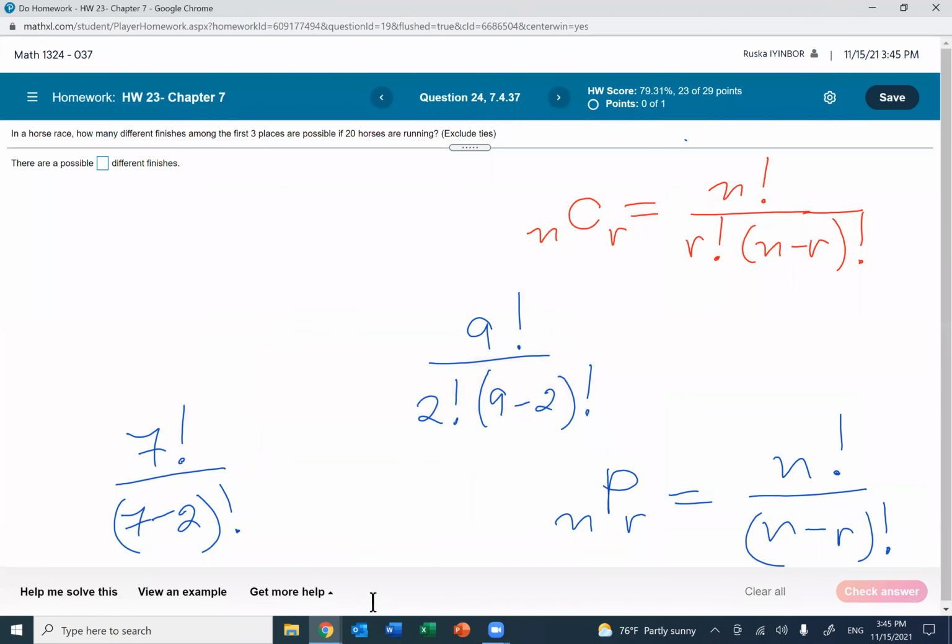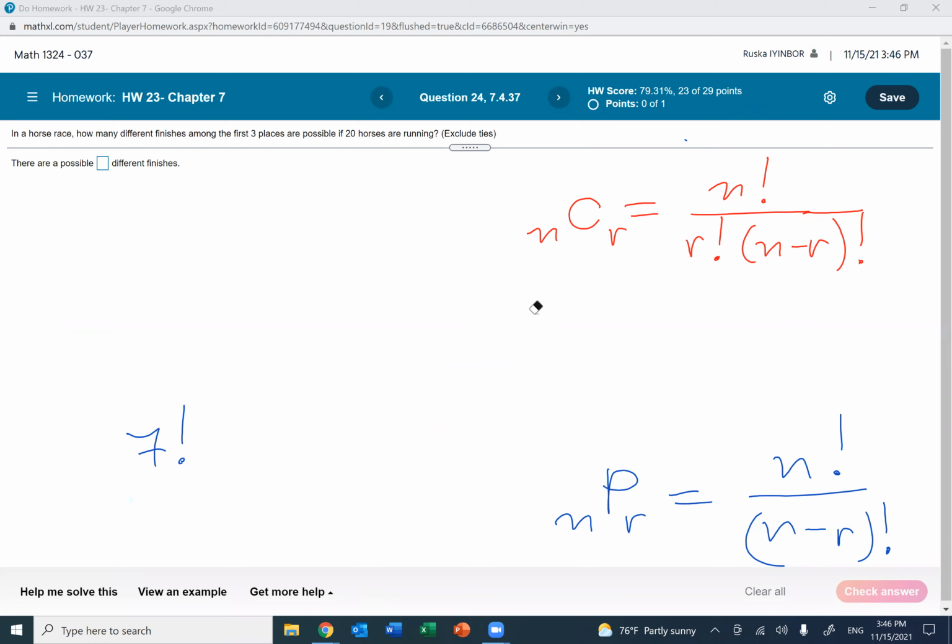Okay, the next one is a horse race. In a horse race, how many different finishes among the first 3 places are possible if 20 horses are running? Exclude ties. It says exclude ties, which means we don't have repetition. When you have no repetition, we're doing permutations. So permutation is the formula you're going to use.